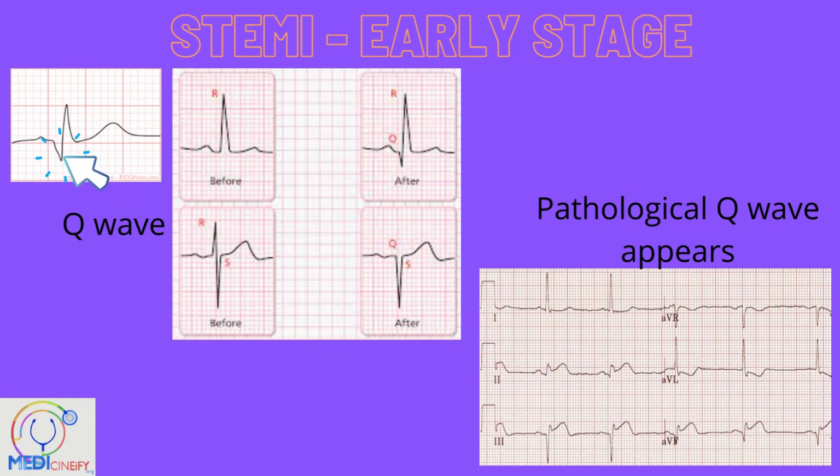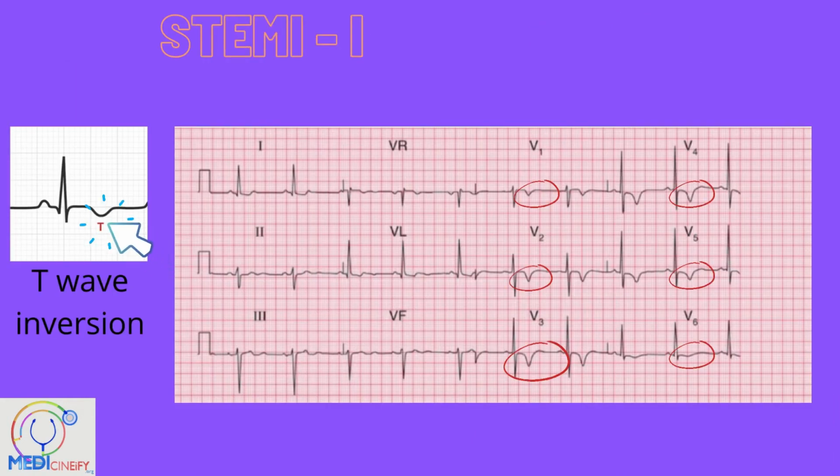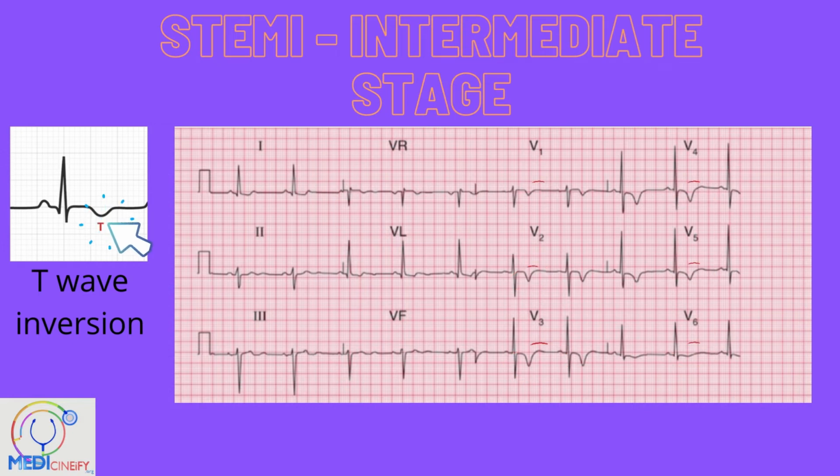Next, STEMI, early stage. What you can see is Q wave. So pathological Q wave appears in the early stage of STEMI. You can see in the circle diagram. Alright, next, intermediate stage of STEMI. What is happening in that stage is T-wave inversion. You can see clearly T-wave inversion from V1 to V6 of this ECG.